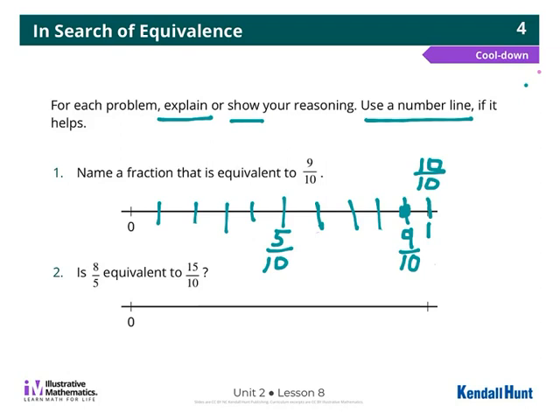I could cut each section in half, right? So then, oh, I would have 20 equal parts, and 9/10 would be 1, 2, 3, 4, 5, 6, 7, 8, 9, 10, 11, 12, 13, 14, 15, 16. Aha! 18/20.